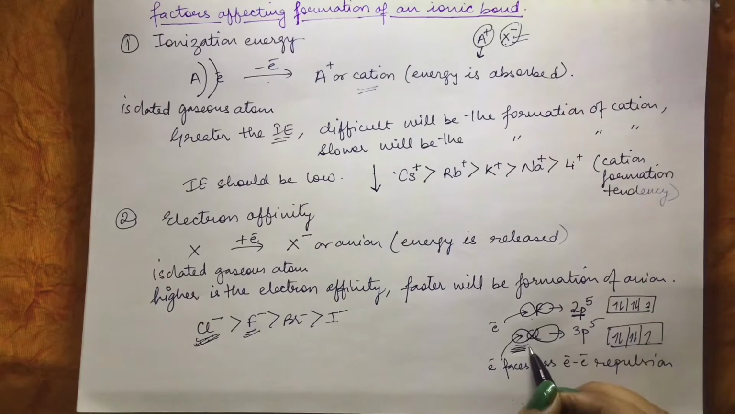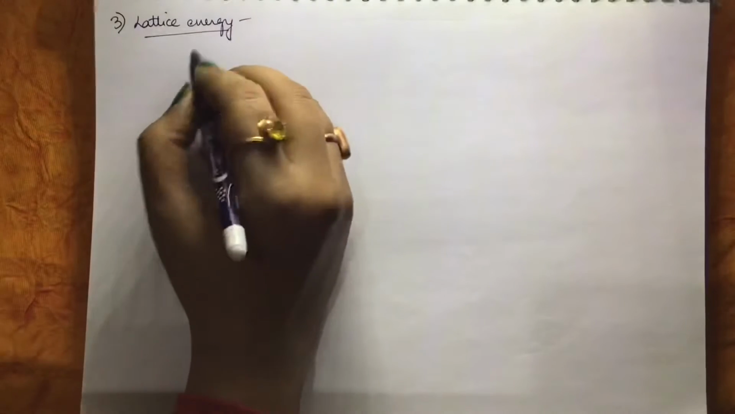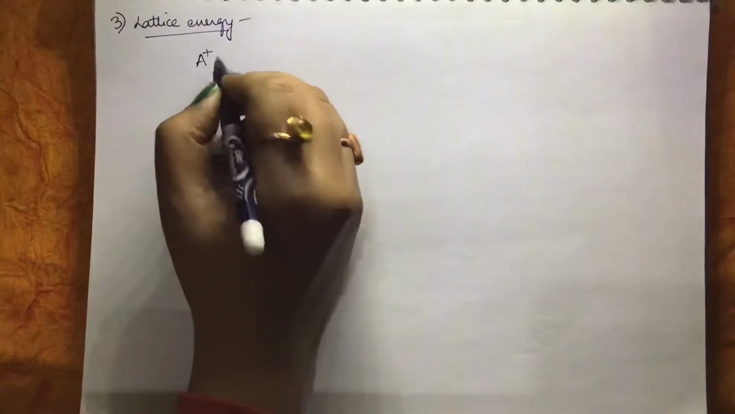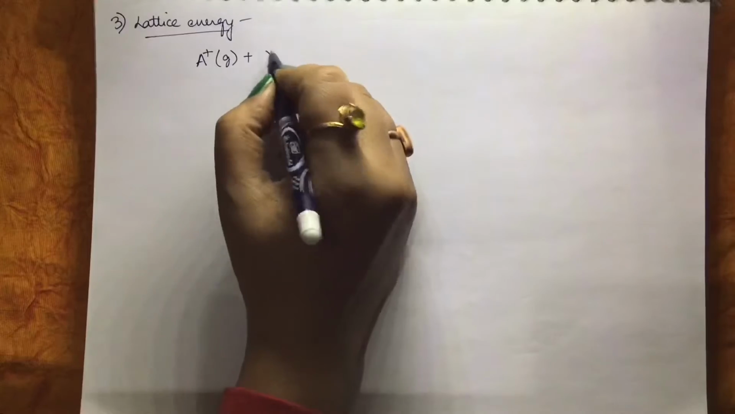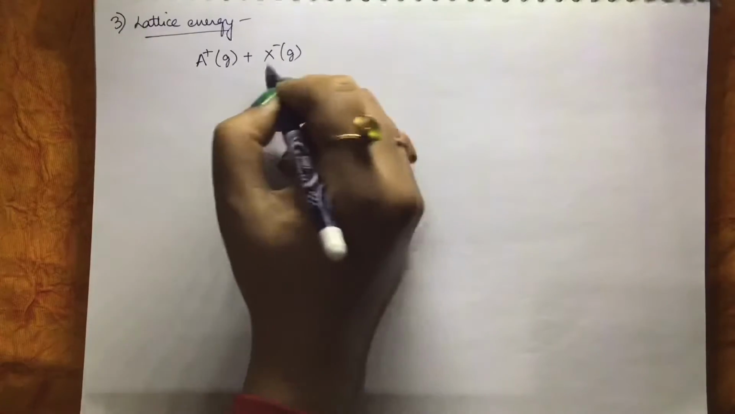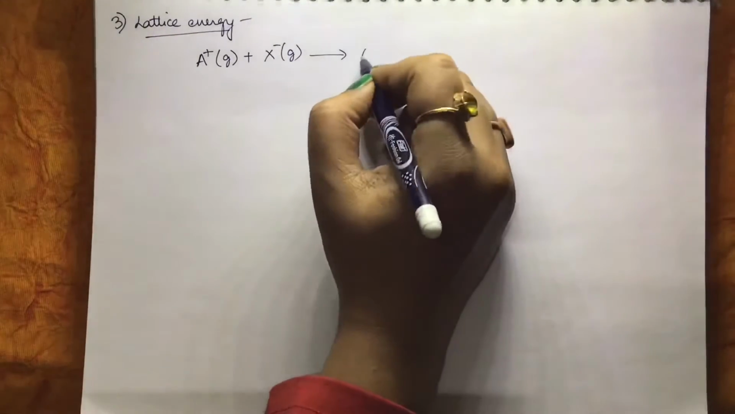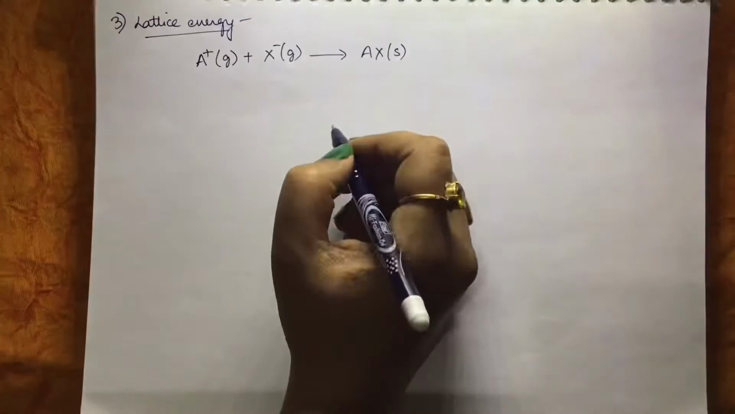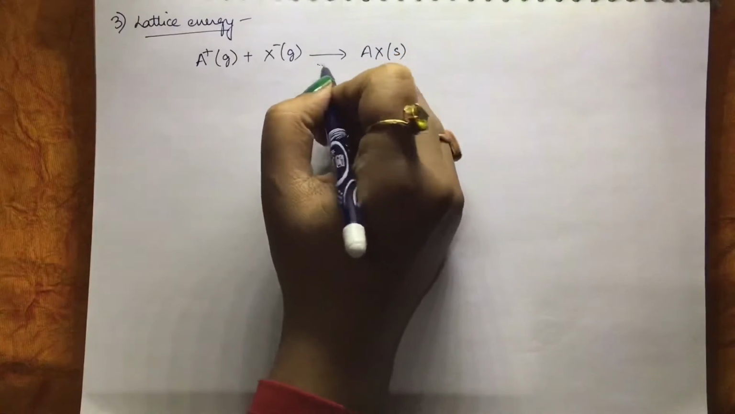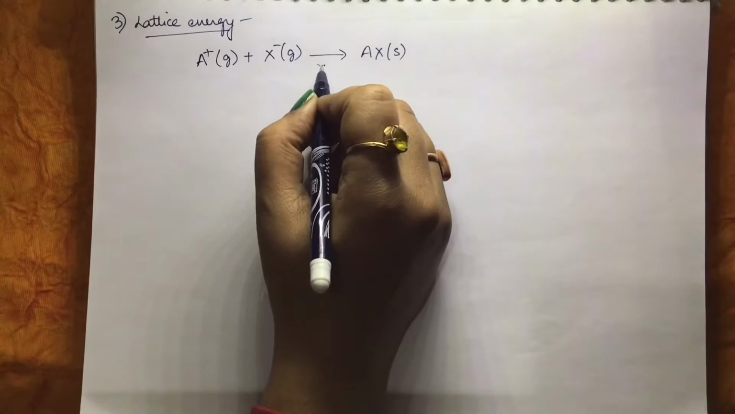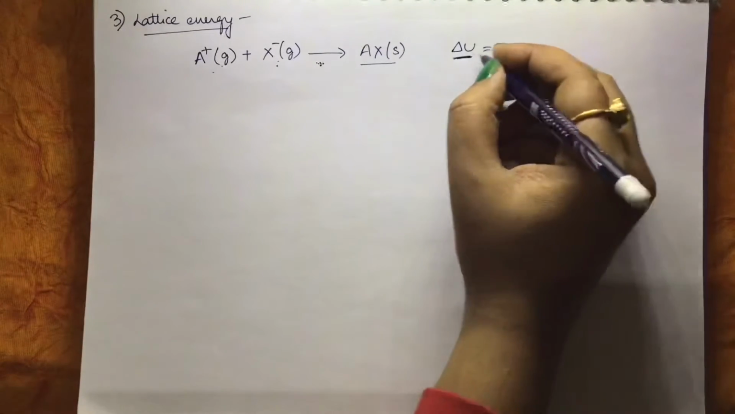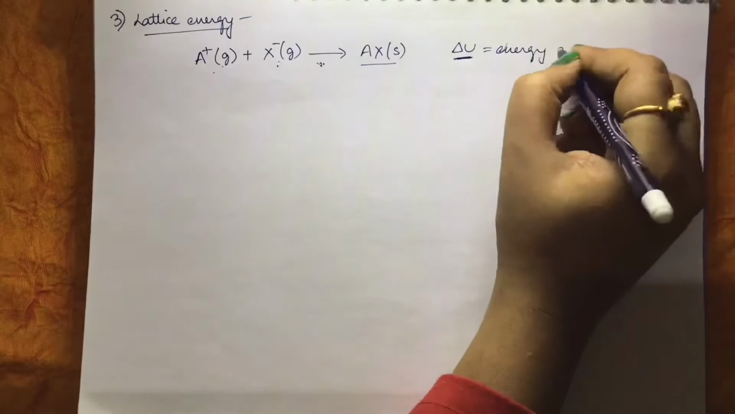So that is why chlorine has a higher electron affinity as compared to fluorine. Now the third factor which is affecting formation of ionic bond is lattice energy. Lattice energy is, suppose a cation in its gaseous state and an anion in its gaseous state combine to form 1 mole of ionic solid, then the energy which is released in this process is called lattice energy. So this lattice energy is again the energy released.